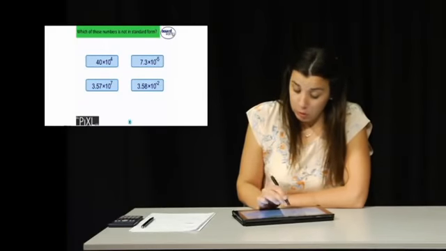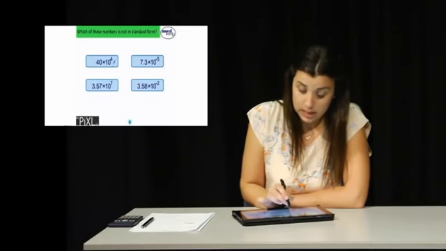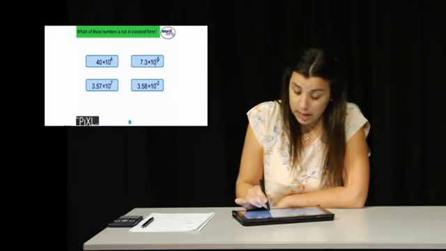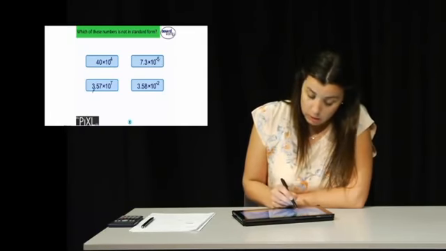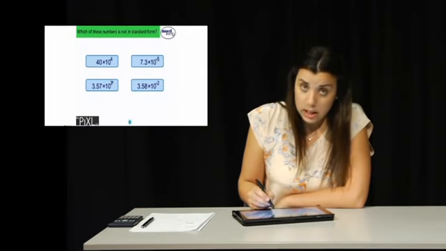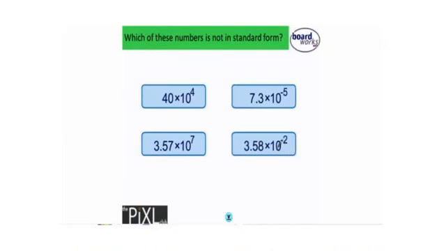Okay, so we've got 4 numbers here. Let's take a look at the first one. 40 multiplied by 10 to the power 4. The second one, 7.3 multiplied by 10 to the minus 5, 3.57 multiplied by 10 to the power 7, and lastly, 3.58 multiplied by 10 to the negative 2. Looking at those numbers, the first number here is not in standard form. 40 is greater than 10. Remember, this first number must be between 1 and 10.